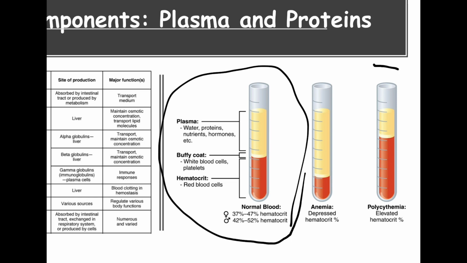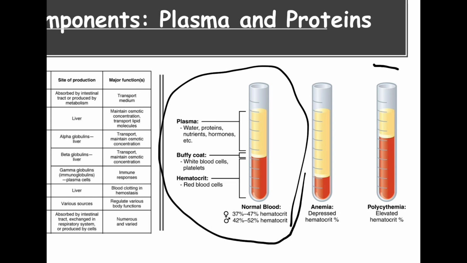If we look at the middle component, we now have less hematocrit. And this is what a person's blood would look like who was suffering from anemia. Anemia is not having enough of the hematocrit or the red blood cells. And so that person typically will not have a lot of oxygen delivery, and they would typically be very, very fatigued or tired due to that fact. We'll talk about that more later.